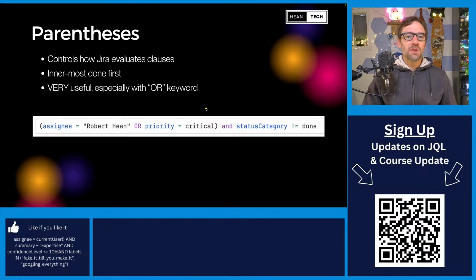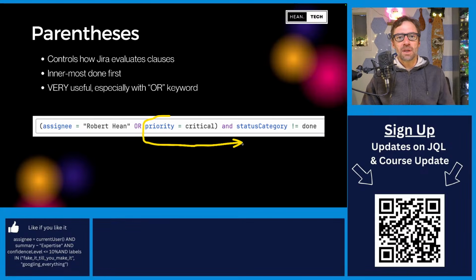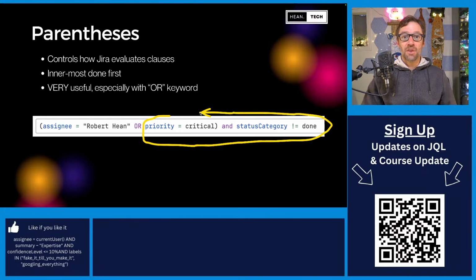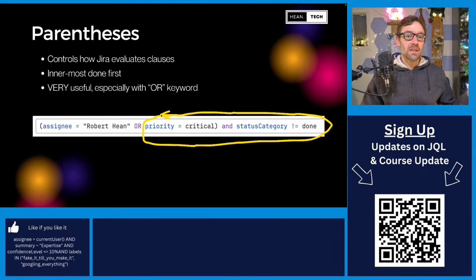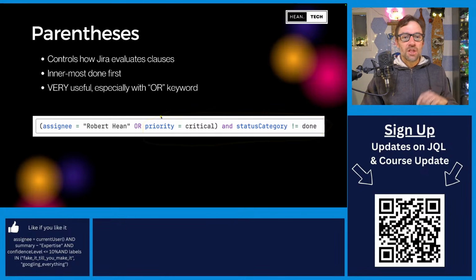If I don't have this parenthesis, Jira will do the and statement first. So it's first going to get a list of work items where priority is critical and they're not done. And then it will combine it with a list of assignee equals Robert Hean. So if I don't have parenthesis, Jira does the and statements first to build its lists and then ors. And that's what can result in unexpected results. It's very frustrating.